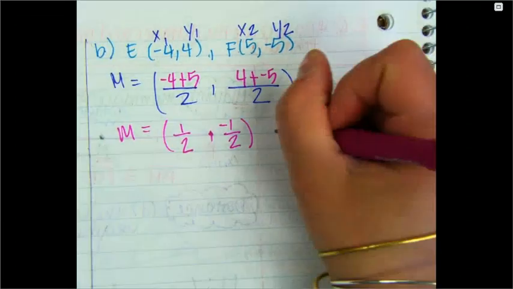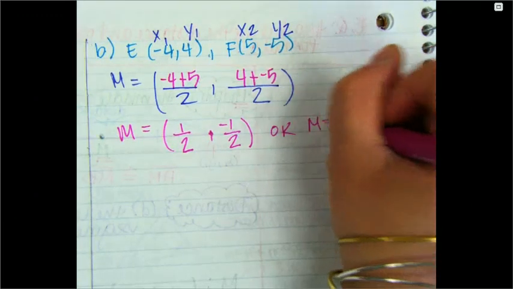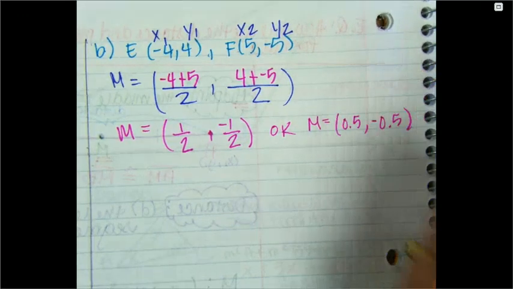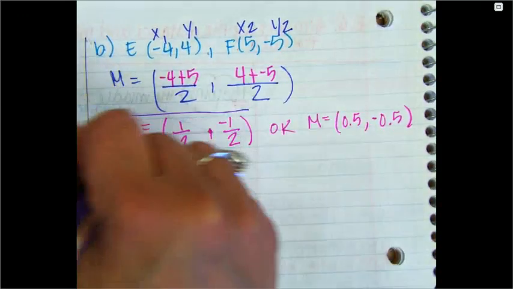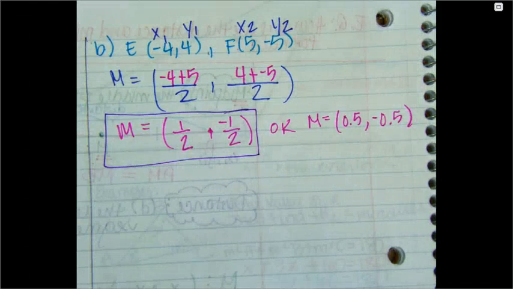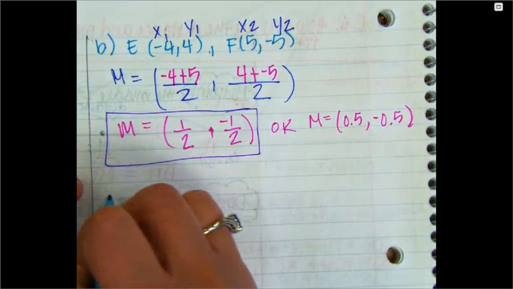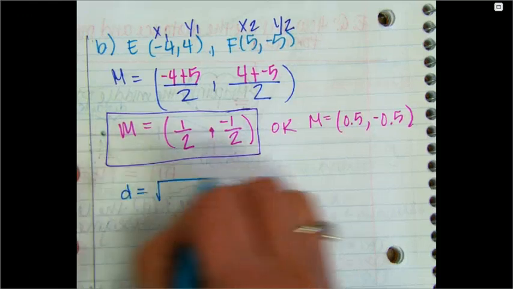Okay, did you write it as a decimal? If you did, you did. If not, it's not a big deal. But your decimal is what? 0.5, comma, good. Is it always going to be over 2, or is it going to divide out pretty? It's going to divide out pretty sometimes. All right, let's do distance.